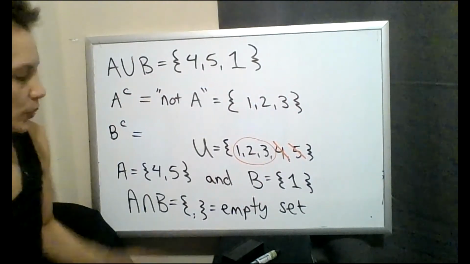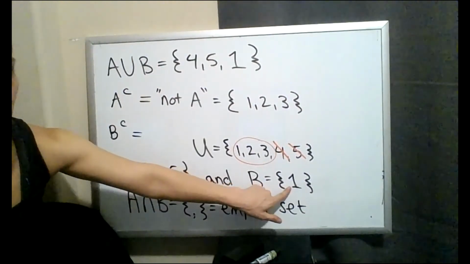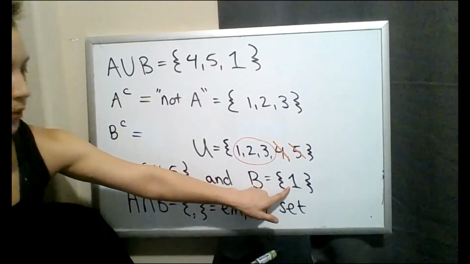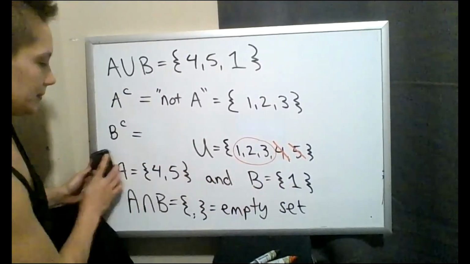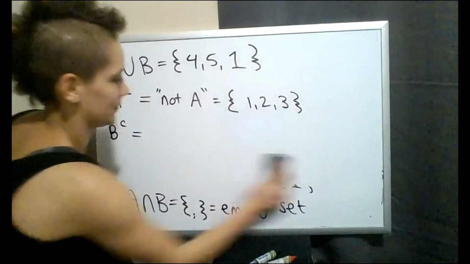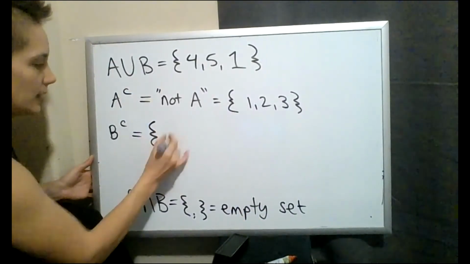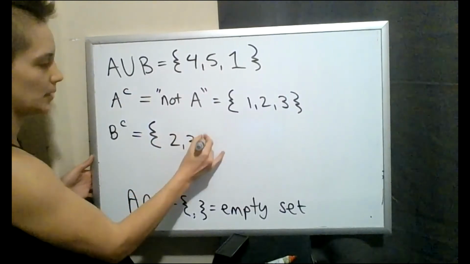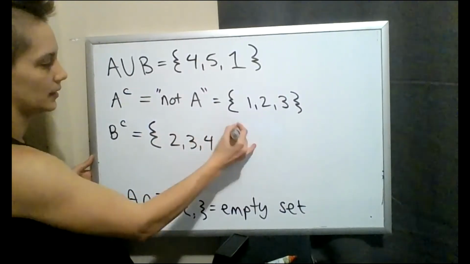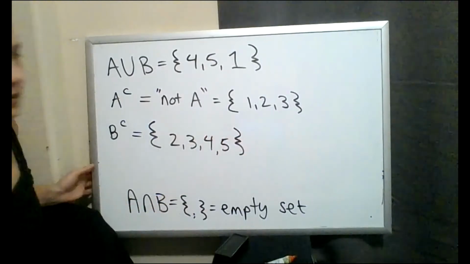B complement, so we need all of the numbers except for 1, which would be 2, 3, 4, 5. Start your set with the bracket, put your elements, separate by comma, close your set with bracket.